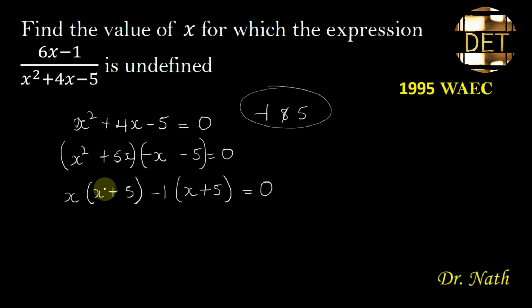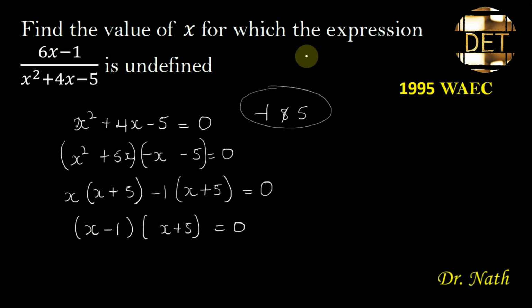Since what we have within this bracket and what we have within the other bracket are the same, I'm going to take one of them. So this will be x minus 1, bracket close, bracket, x plus 5, bracket close, equal to 0. So with this, I've resolved this expression.